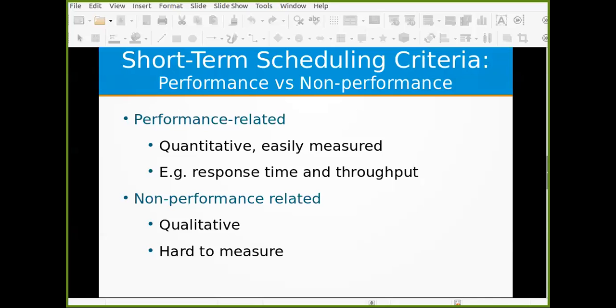Okay, let me give you a simple example. When you do a certain job on your system, you expect that every time you do the same job on the system, it should take the same amount of time, regardless of how many other processes are running. So that is one possible non-performance related criteria. Every time it should take the same amount of time, regardless of how much load is there on the system.